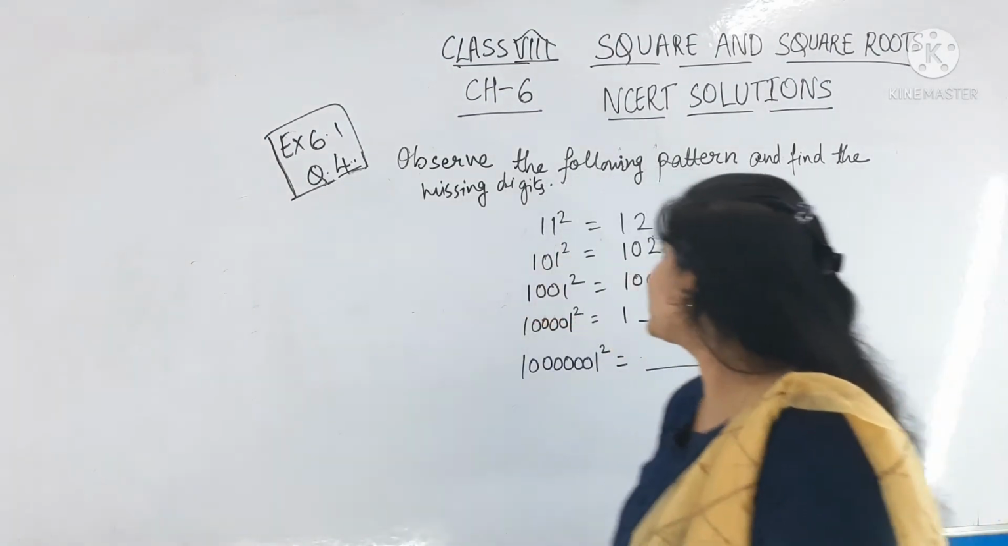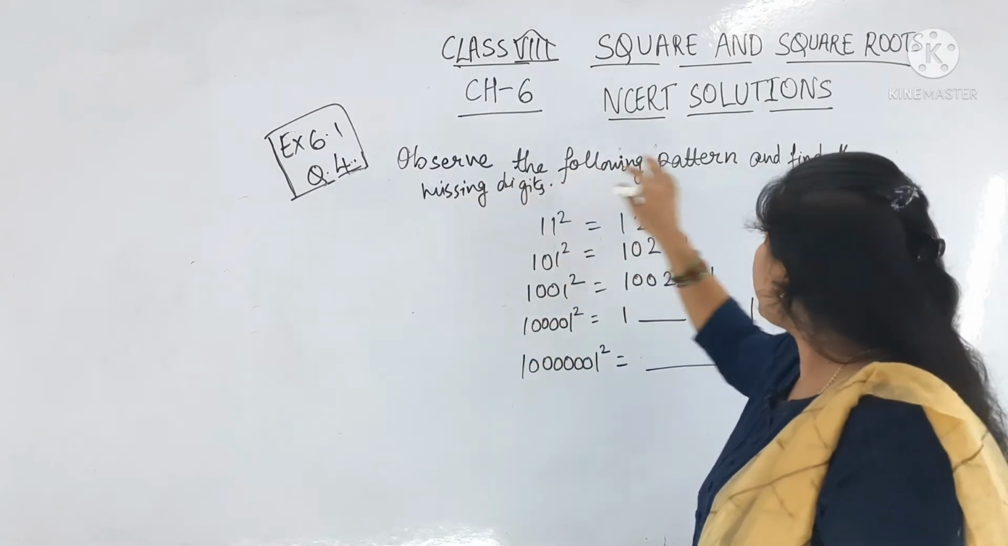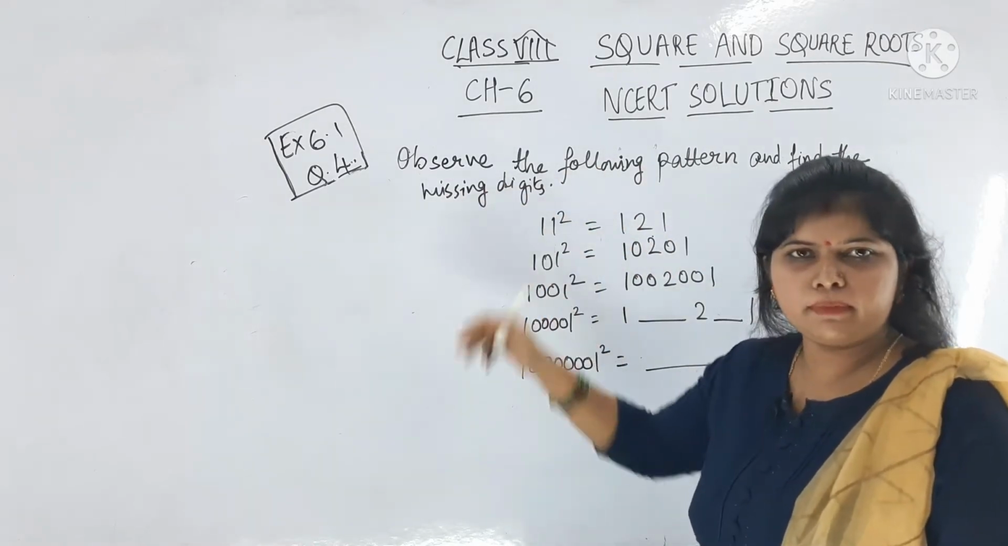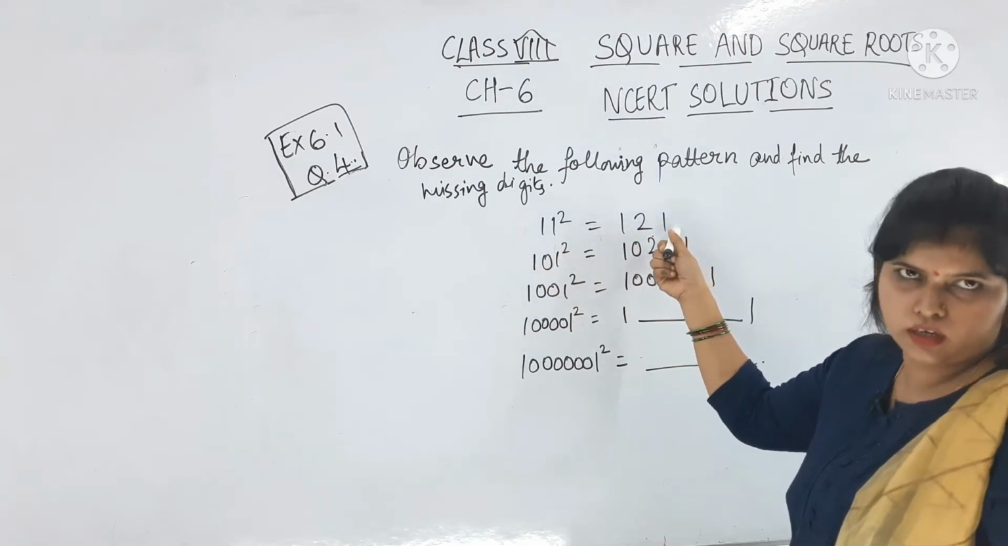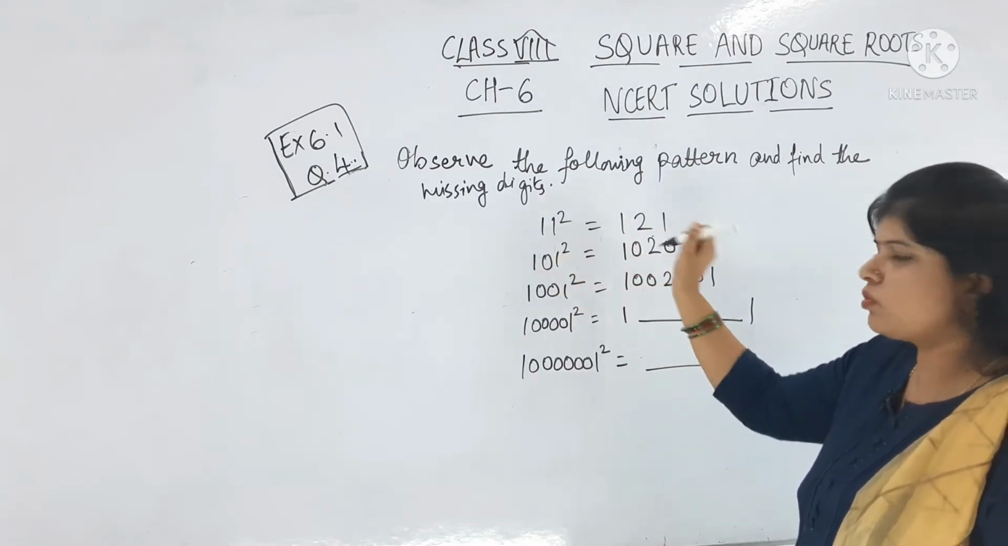Okay students, next is question number 4. You have to observe the following patterns and fill in the missing digits. So here you can see 11 square is 121. Okay, no 0 means no 0 here.